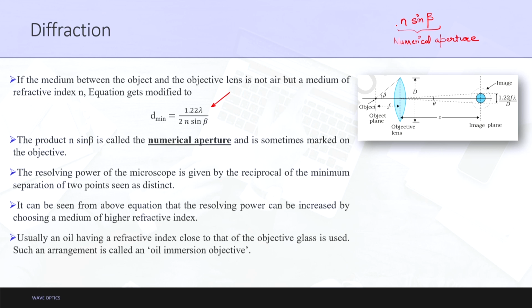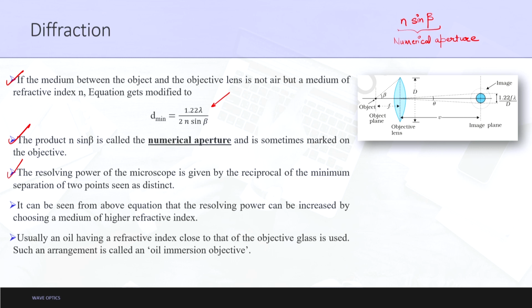Okay, and it is sometimes marked on the objective. So in the objective lens, the numerical aperture is also sometimes written. The resolving power of the microscope is given by the reciprocal of the minimum separation of the two points seen as distinct. So resolving power is nothing but the inverse, that is 1 by d min.